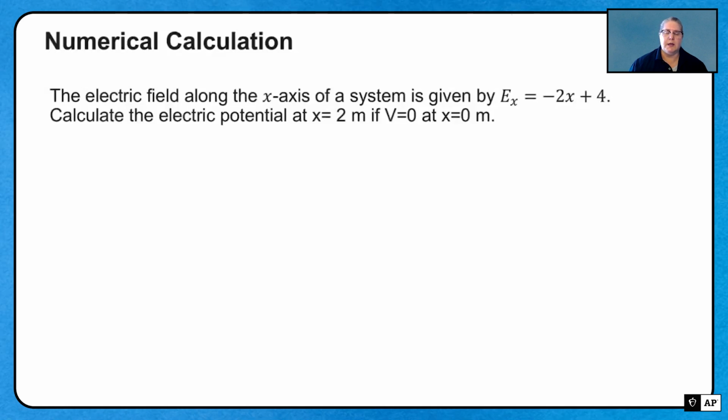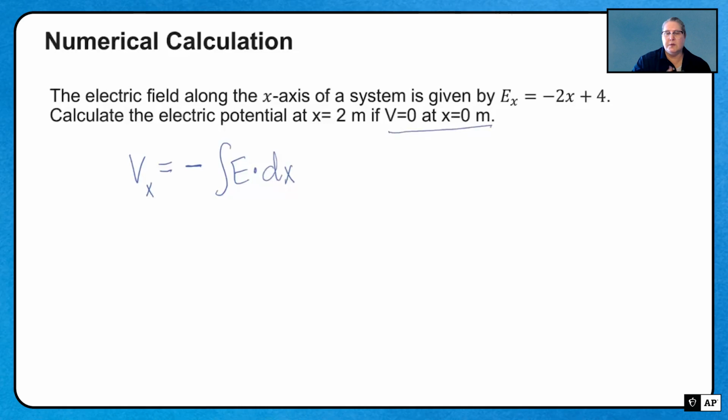So let's practice. Here again, we have an electric field function, E sub x equals minus 2x plus 4. I want to calculate the electric potential at x equals 2 meters if V equals 0 at x equals 0. So I am going to find the electric potential. V sub x is minus, again, the integral of E dot dx. Just like in that last piece, I need to know that initial condition, that V0, and here it is 0. So I'm not going to have to worry about a constant of integration.